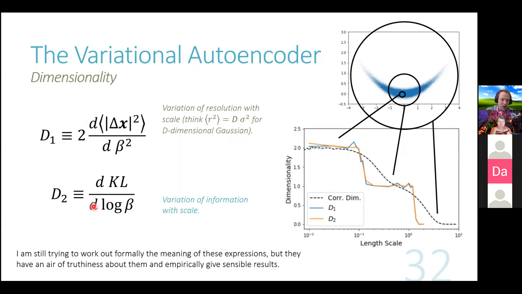Whereas this is a variation of how much information is being encoded. This KL divergence really quantifies information. I know in information theory they have units for this, like it's measured in nats or something. I don't fully understand it. But this is some measure of how the information being encoded scales with the resolution scale that you're interested in, which is a measure of information complexity, which is what dimensionality is all about.